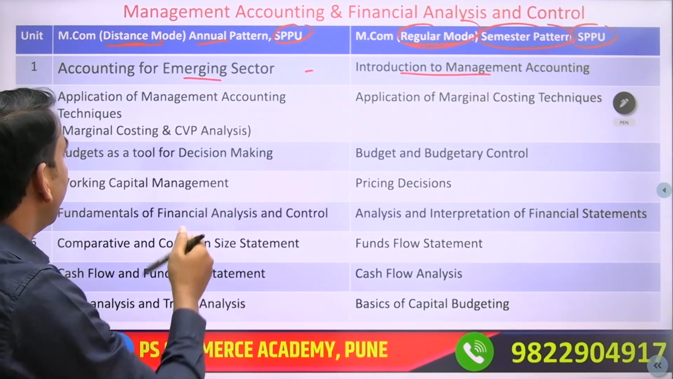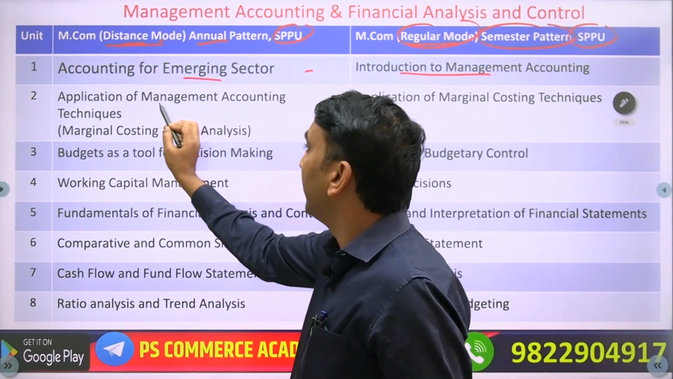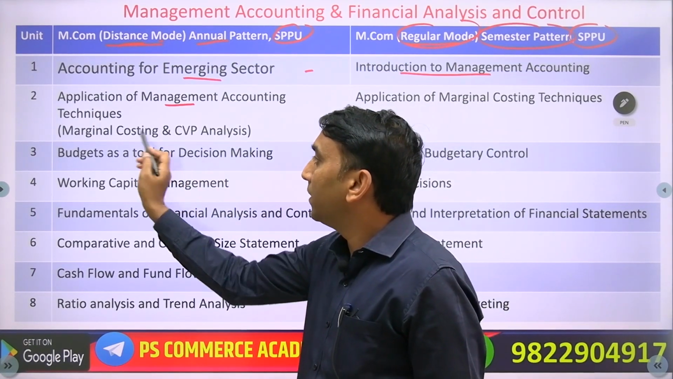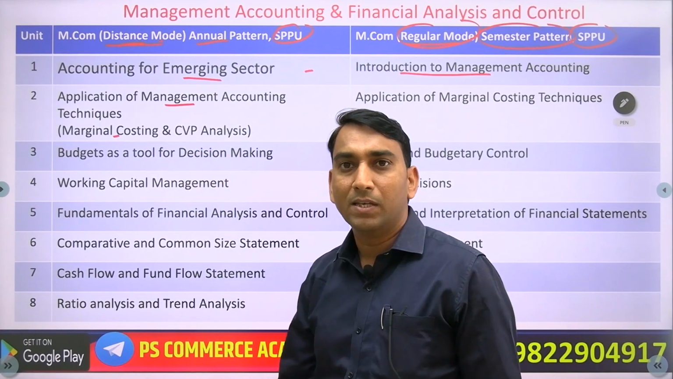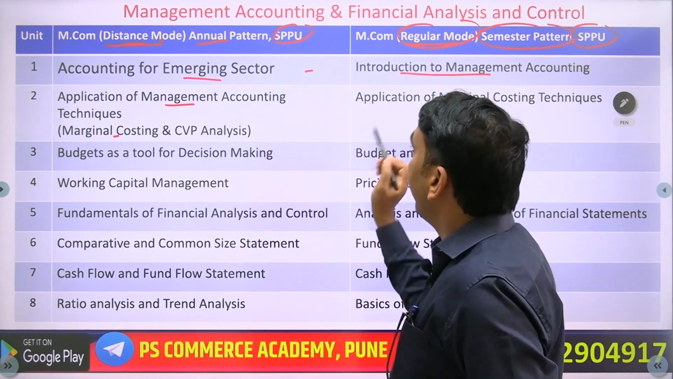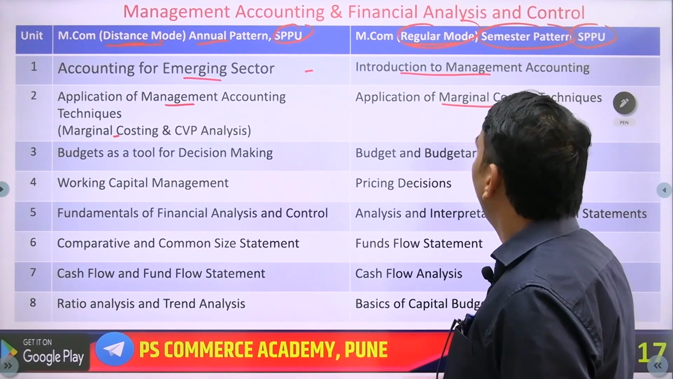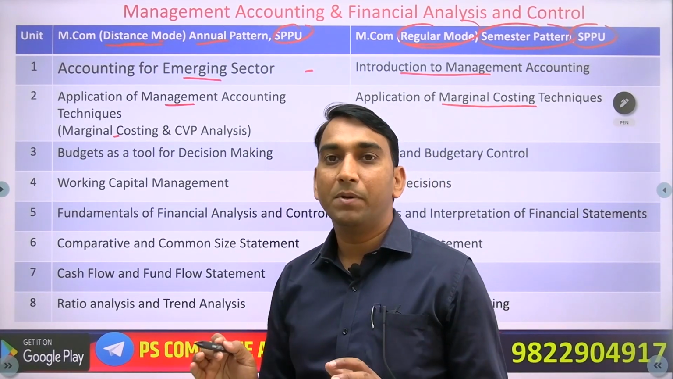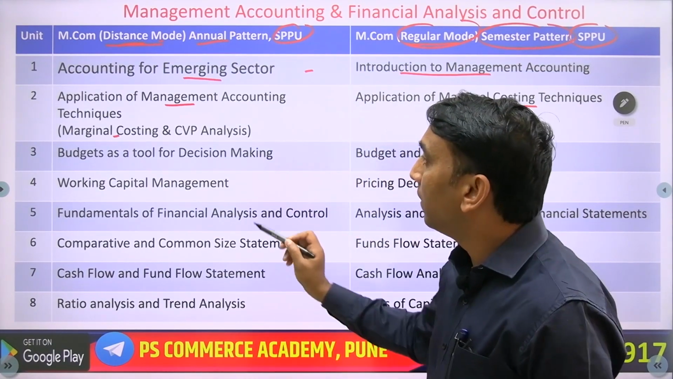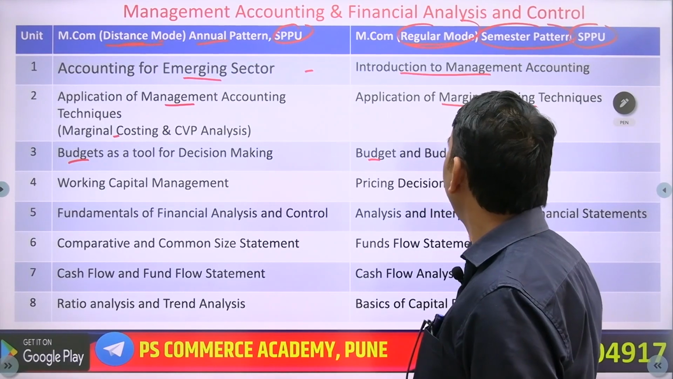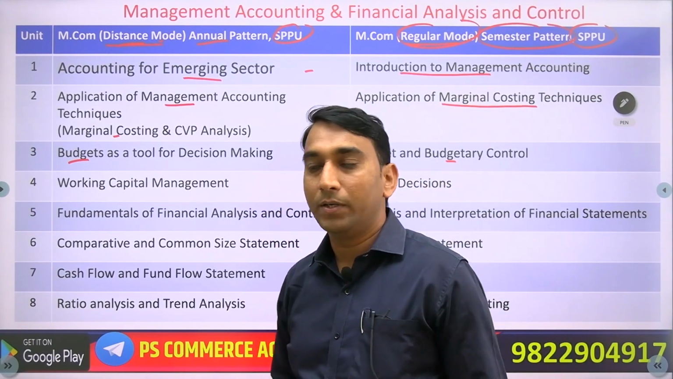Then we have the second unit, that is the application of management accounting techniques. Mainly here marginal costing is there, and that is the CVP analysis. CVP analysis means cost volume profit analysis. In regular mode also, the second unit is marginal costing, so the syllabus is the same here also. Then the third unit is budget. Here also budget and budgetary control are one and the same actually.